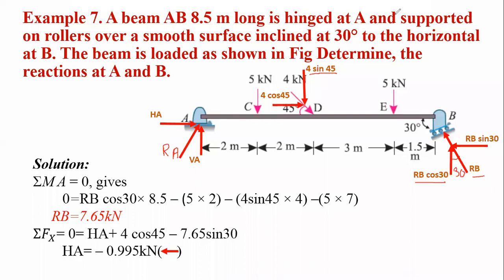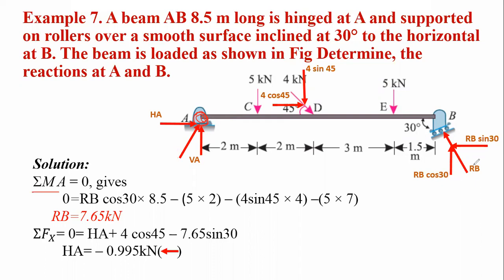How to find out these reactions RA and RB? Now let us take moment of all the forces about point A. If you take the moment of all the forces about point A, this HA and VA pass through the same point. That's why the perpendicular distance will be 0, and the moment caused due to HA and VA will be 0.